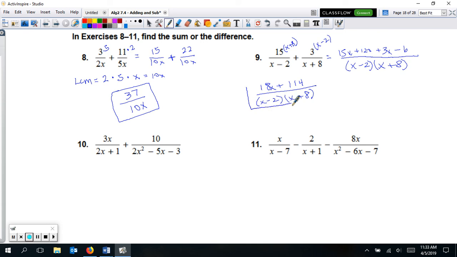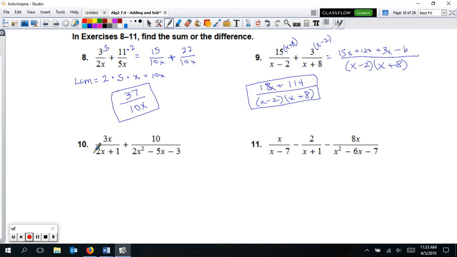So there are two excluded values, but those two values are still in the answer here. We see x can't be 2, x can't be negative 8, so we don't actually have to state anything about excluded values. They are in the answer. It's only when you cancel one out in the problem that isn't in the answer that you have to actually say it. Okay, come on over here to number 10.